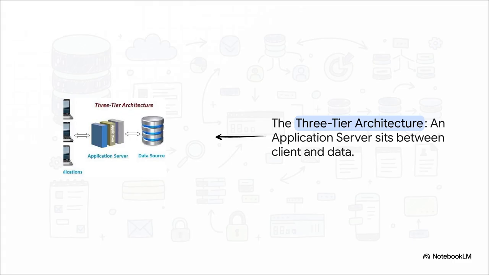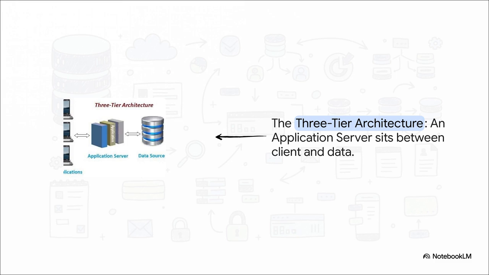Which is exactly why today the standard is the three-tier architecture. This is the real game changer. There's a new player in the middle, an application server. You can think of it as a smart middleman. It sits between you and the database and handles all the thinking, all the business logic, like calculating your shopping cart total. This one change makes everything way more secure and lets the system scale up to handle millions of people all at once.